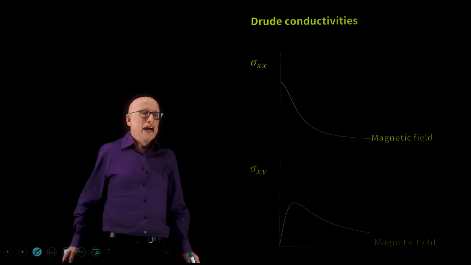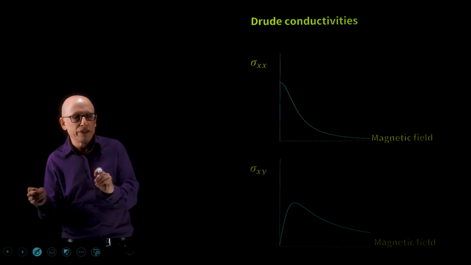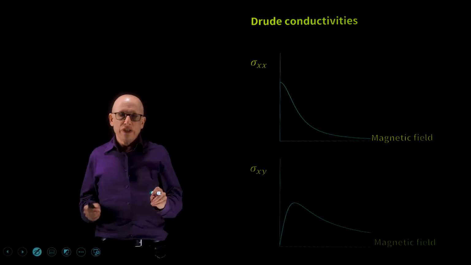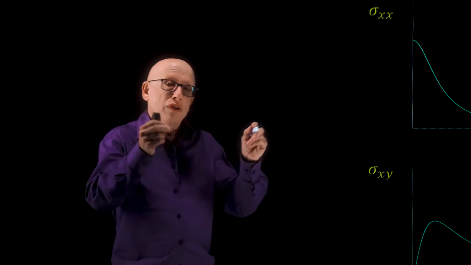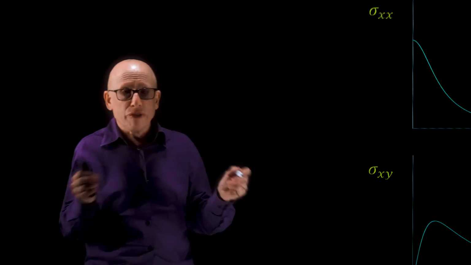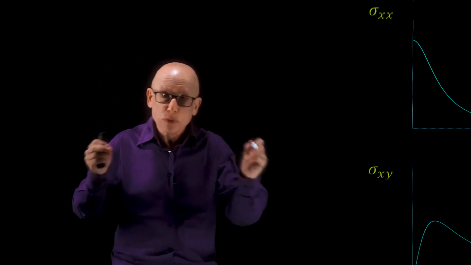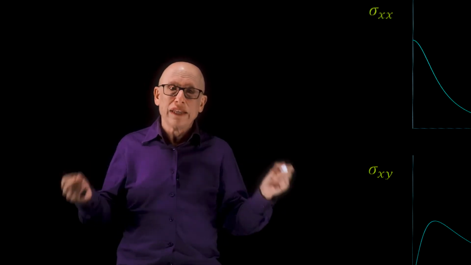Now, the edge will be the subject of a different segment later on. And from now on, we will talk about the bulk. So to understand the physics of the bulk, or to analyze it a little bit more, let's start from how it looks classically. What would Drude say about electrons in a magnetic field?